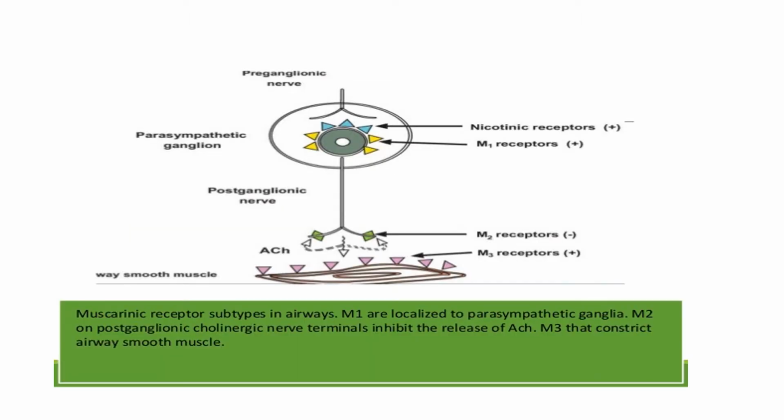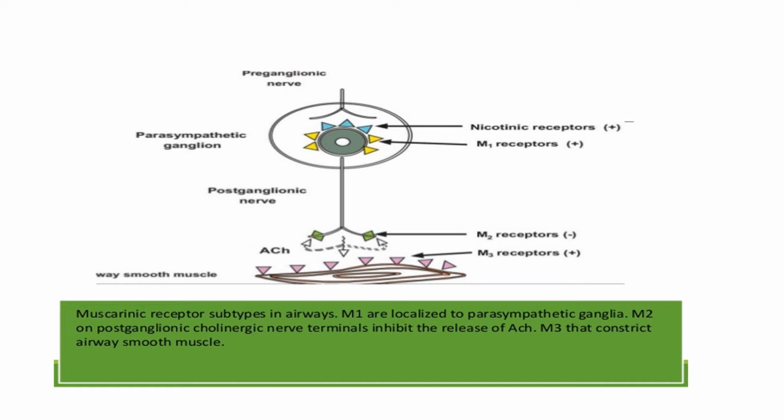This picture shows a diagram of a parasympathetic ganglion with a preganglionic nerve as well as a postganglionic nerve. Here, just a description about the receptors. There are three receptors: M1, M2, M3. A brush up of what we studied previously. Now, let me tell you.